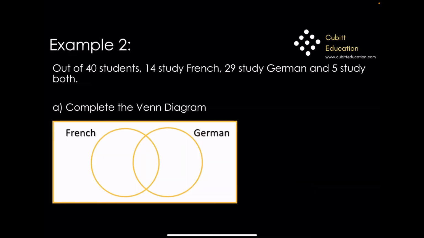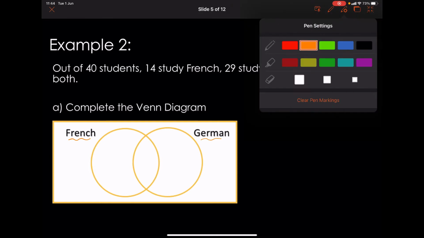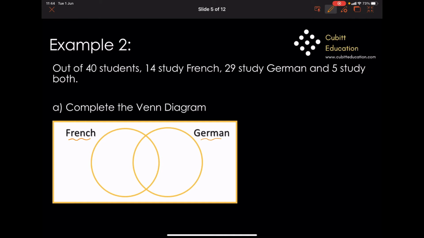First of all, let's have a look at another example of a Venn diagram. It says here, out of 40 students, 14 study French, 29 study German, and 5 study both. And it says to complete the Venn diagram. Now, first of all, we've drawn our Venn diagram and we've got here French and then German here. Now I'm just going to take a different colour pen so we can put everything in. Because I know that 5 study both, I'm going to put 5 just in there.